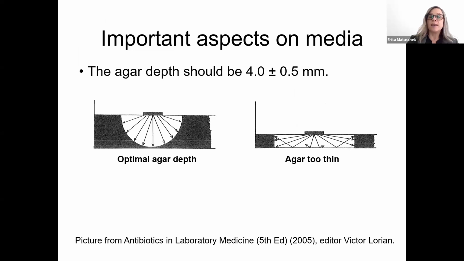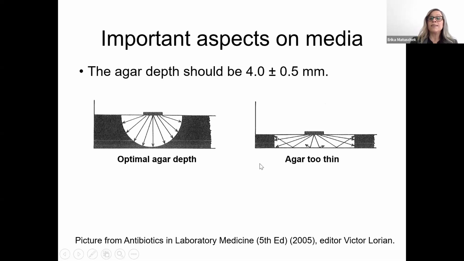If we start to look at the media, there are some important aspects. One is the agar depth. The agar depth should be 4 millimeters plus minus 0.5. And then you see again the same picture as we already looked at, where we have an optimal agar depth and diffusion is going very nicely in 3 dimensions here.